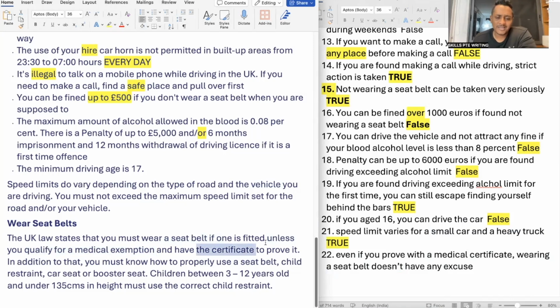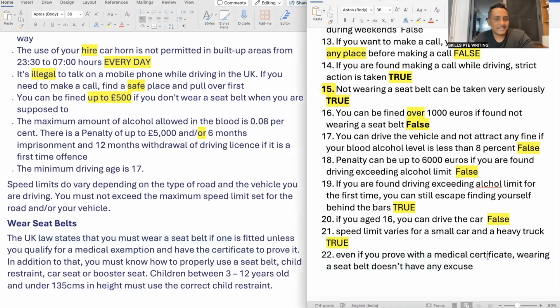If you have a certificate, "unless" means if you do this, then you don't have to wear a seatbelt. That is what the word unless means. So even if you prove with a medical certificate, wearing doesn't have any excuse? No, it has an excuse. So it's exactly contradicting. Is everyone getting it?